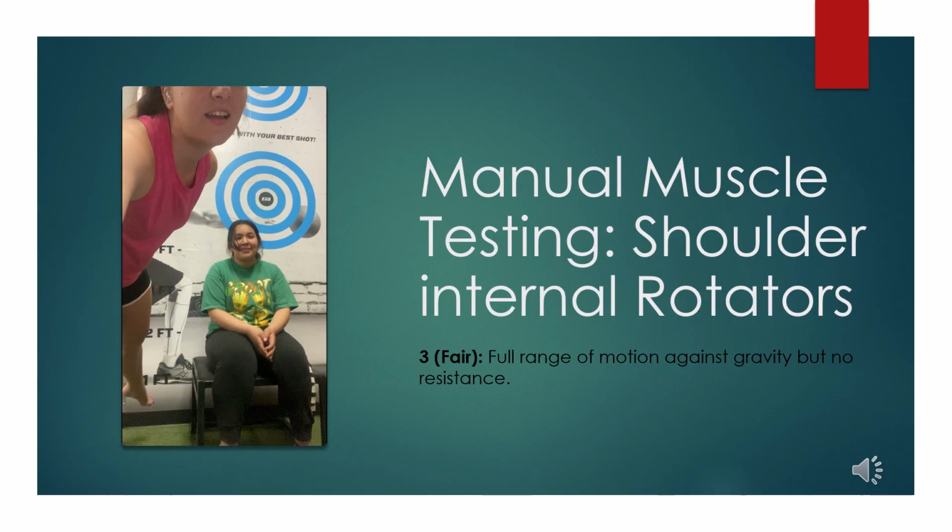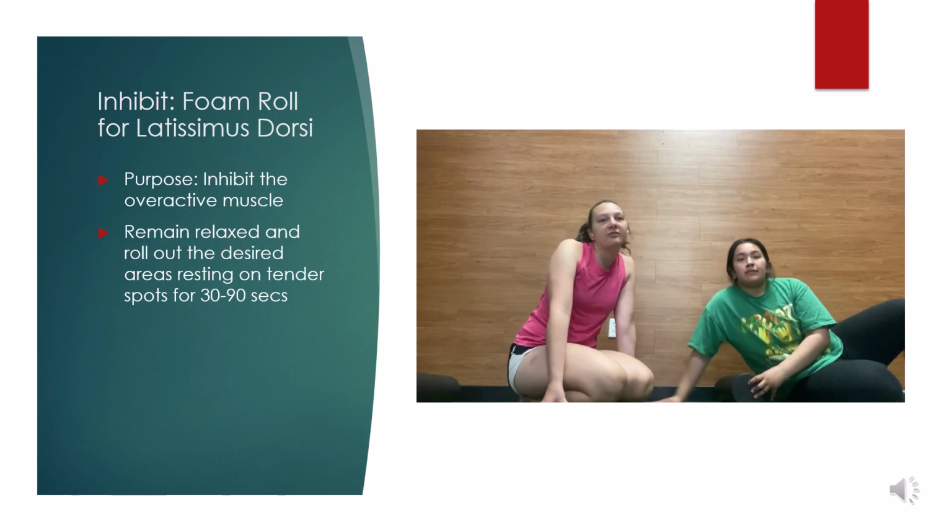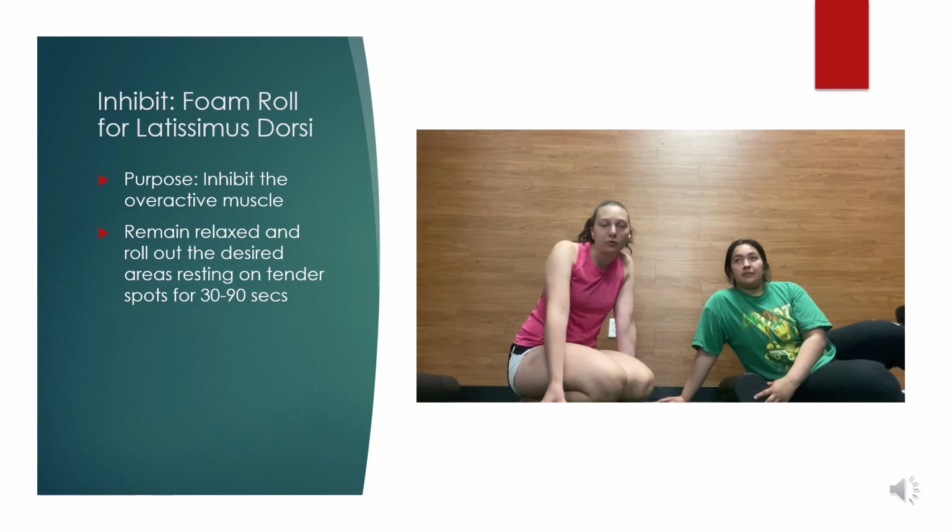This is the last manual muscle testing that we did, of the shoulder internal rotation. Here we saw that there was full range of motion against gravity, but no resistance, therefore getting a score of a 3. Okay, so from our testing, we've concluded that she probably has an overactive latissimus dorsi.